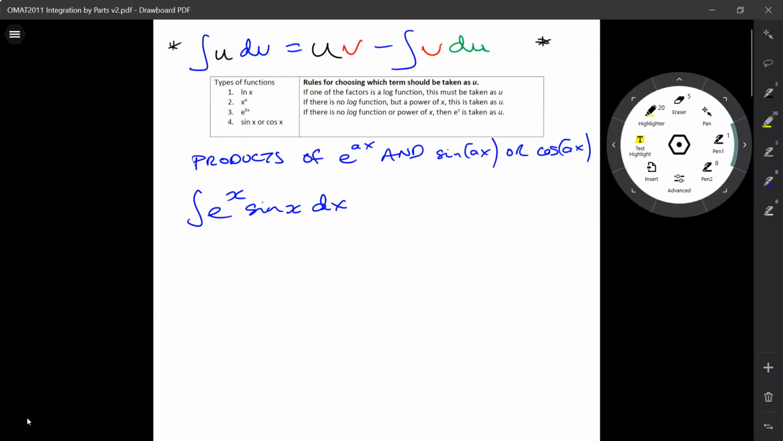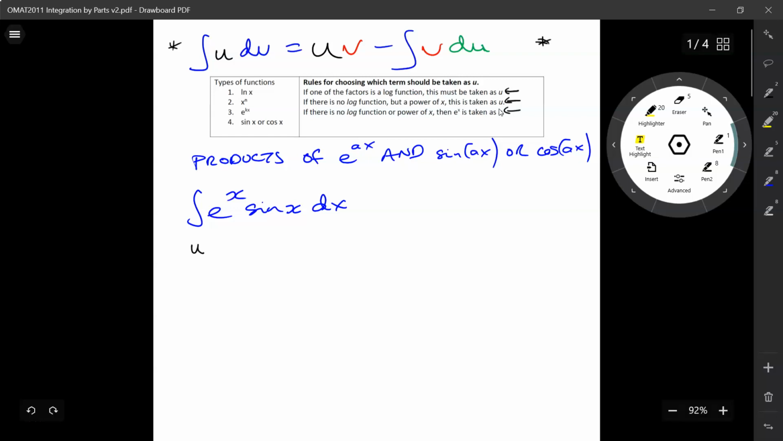So if we come up to our rules here, go to rule number 1. If one of the factors is a log function, it must be taken as u. When neither of these functions are log functions, we move to the second one. If there is no log function but a power of x, this is taken as u. But once again, you can see that neither of these terms is x to the power of n. So we go to our third rule. If there is no log function or power of x, then exponential x is taken as u.